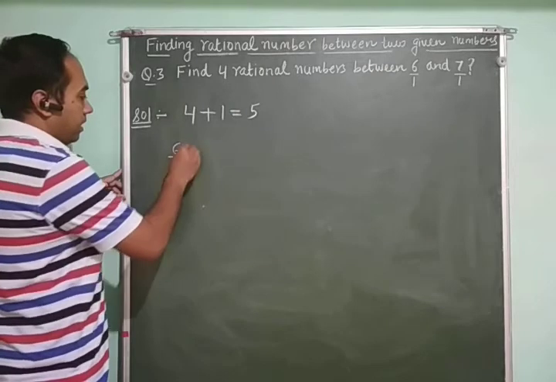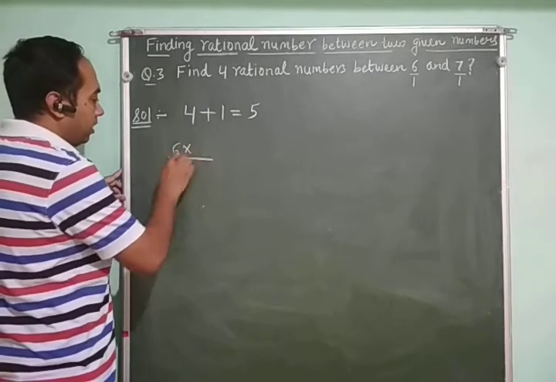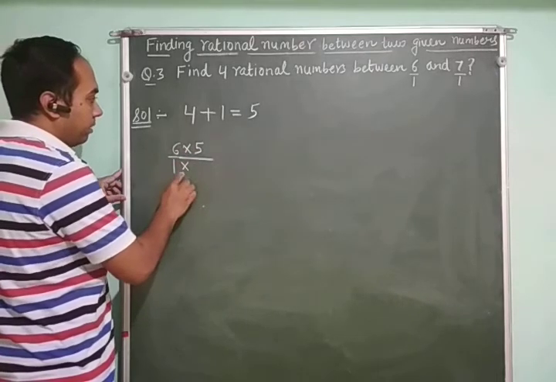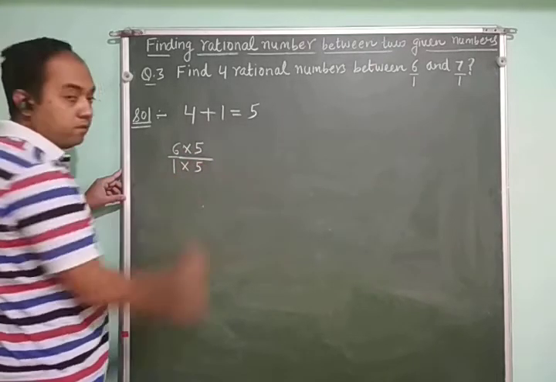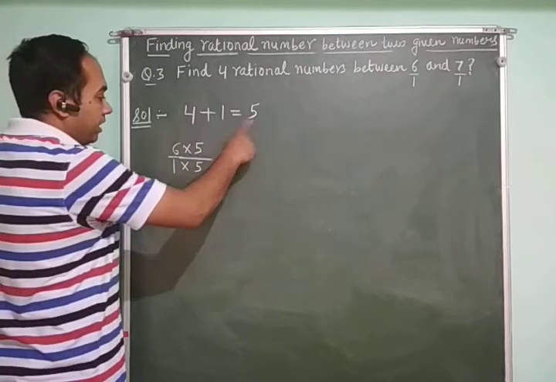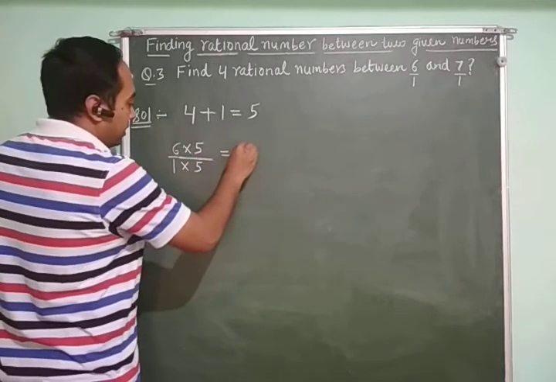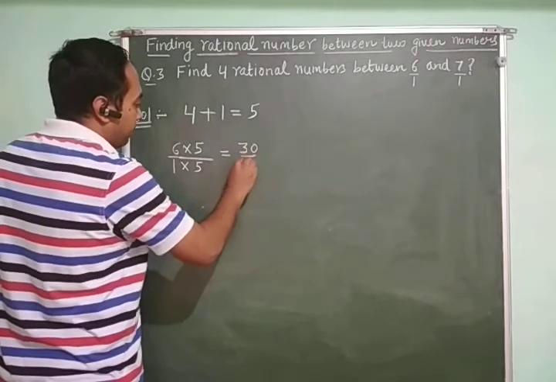Now, I will multiply the numerator as well as the denominator by 5. Whatever is written over here, that will be multiplied in the numerator as well as in the denominator. This will give us 30 upon 5.